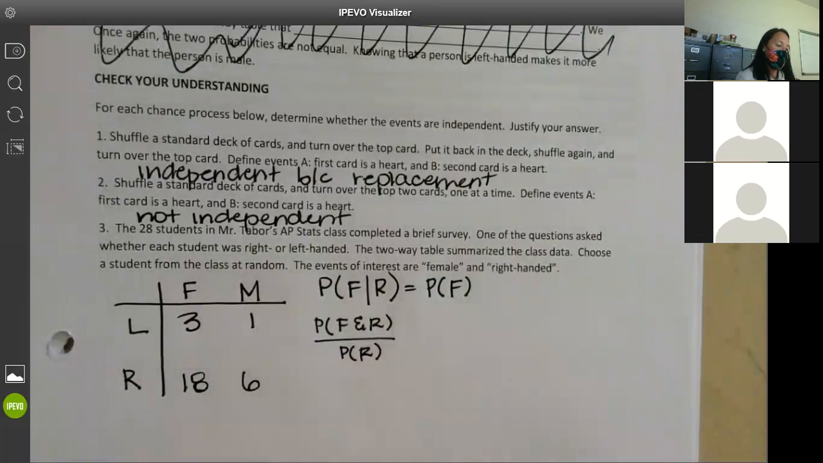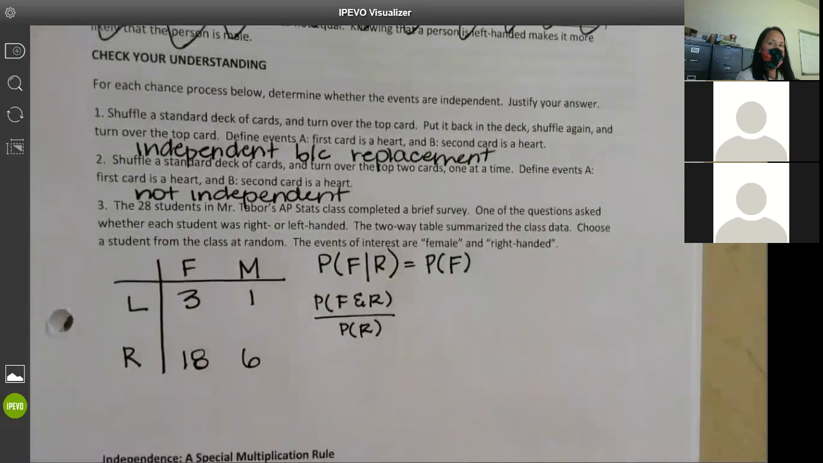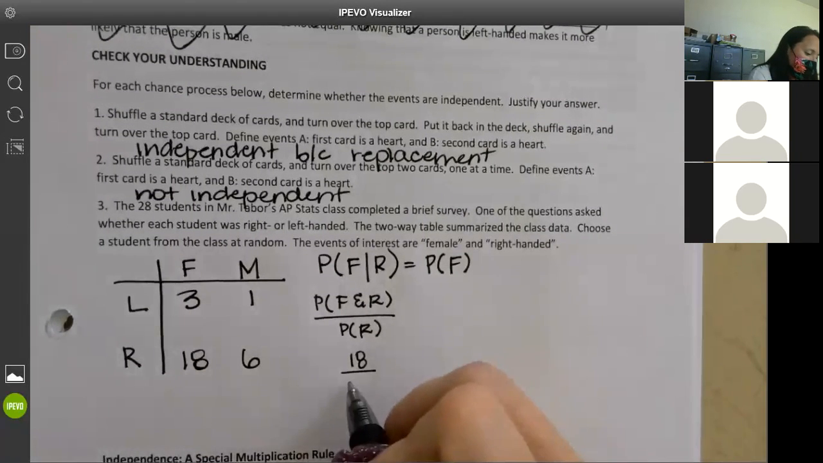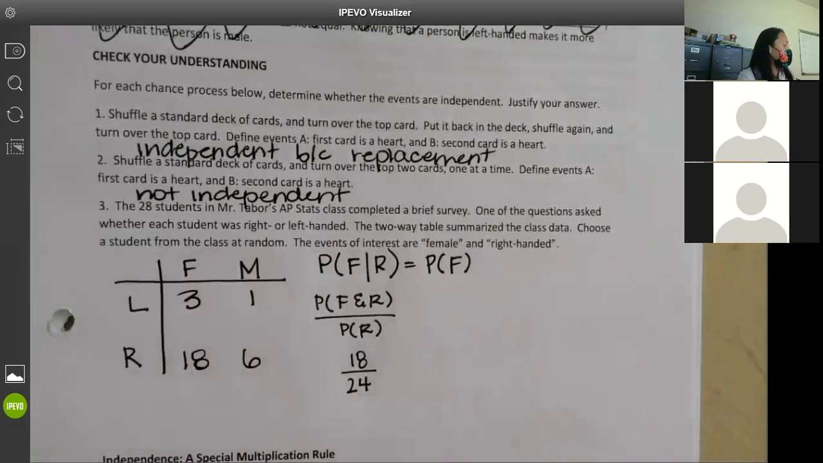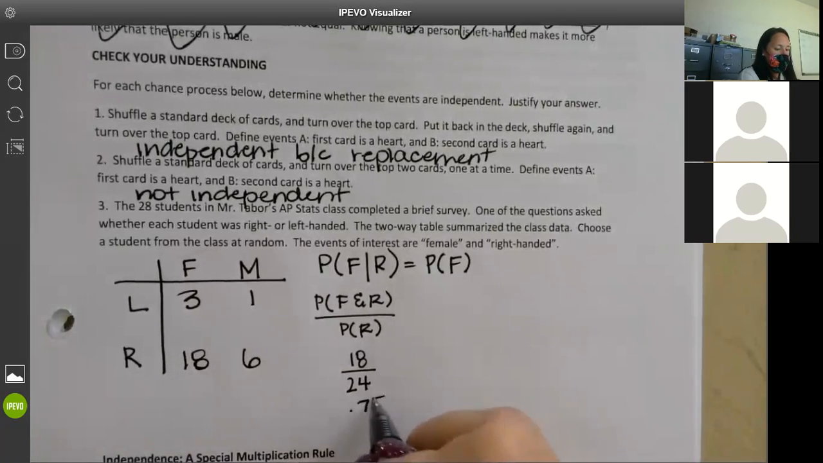What is the probability of female and right-handed? 18. What about just right-handed? What's your total? 20, not 3, but 24. 18 out of 24 is 0.75.